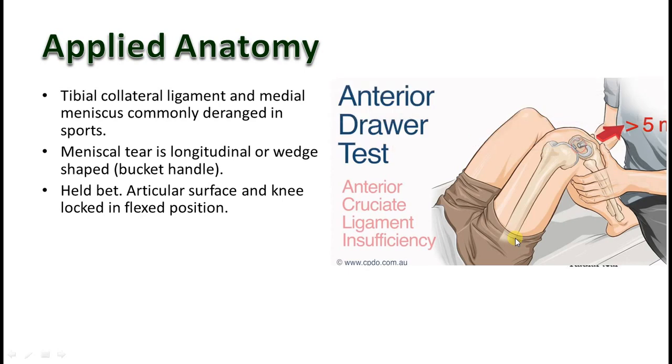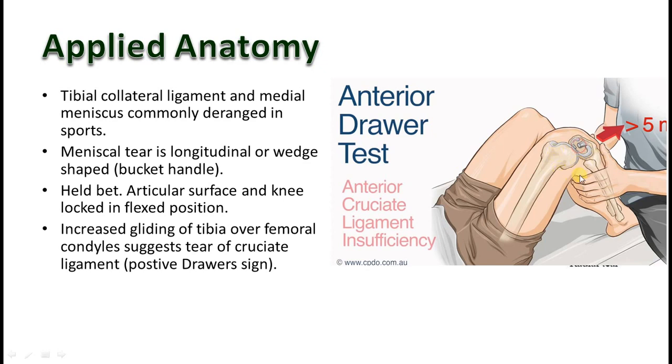ACL tears, when there is an anterior cruciate ligament injury, usually most commonly involved is the ACL. Any abnormal anterior-posterior movement of the tibia shows a positive drawer sign, which indicates an ACL tear. Okay, so increased gliding of the tibia over the femur. If the tibia is somewhat abnormally mobile, front or back, then it indicates that there is an injury to the anterior cruciate ligament. Most commonly the anterior cruciate ligament, but very rarely the posterior cruciate ligament is injured.